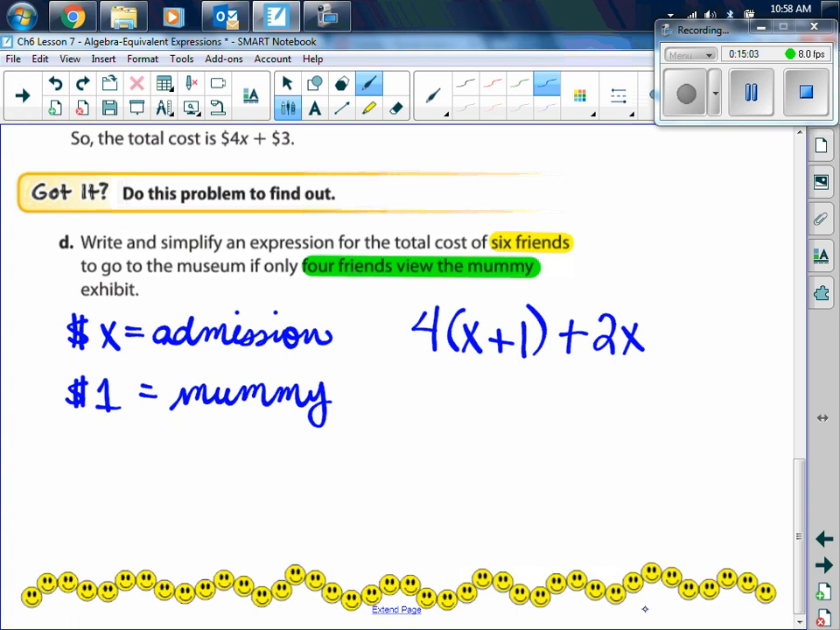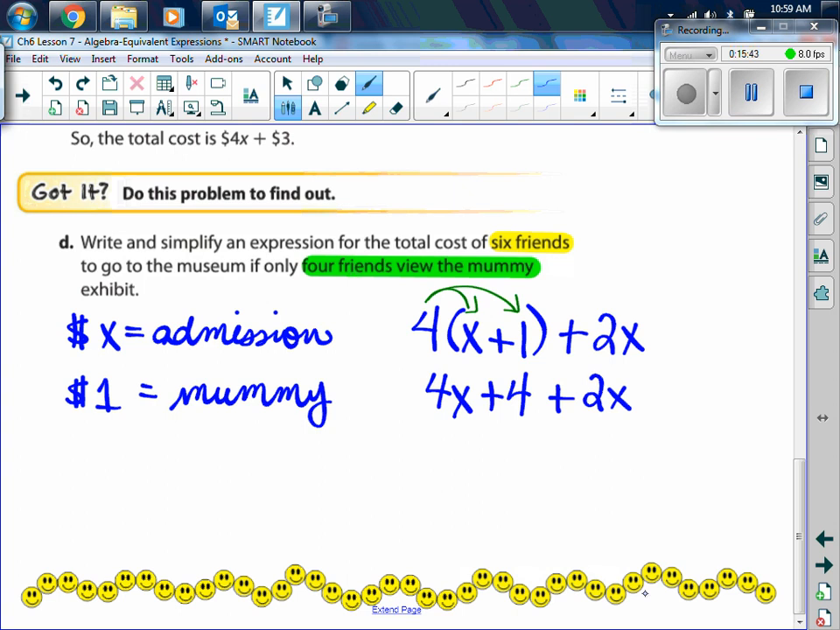So, let's simplify it. The first thing I need to do to get rid of the parentheses is what? Distributive property. The distributive property. Very good. So here, we're going to distribute the 4 throughout the parentheses. So we have 4 times x is 4x. 4 times positive 1 is positive 4. Very good. And then we have plus 2x. So we're just going to write that. Is everyone with me? All right.